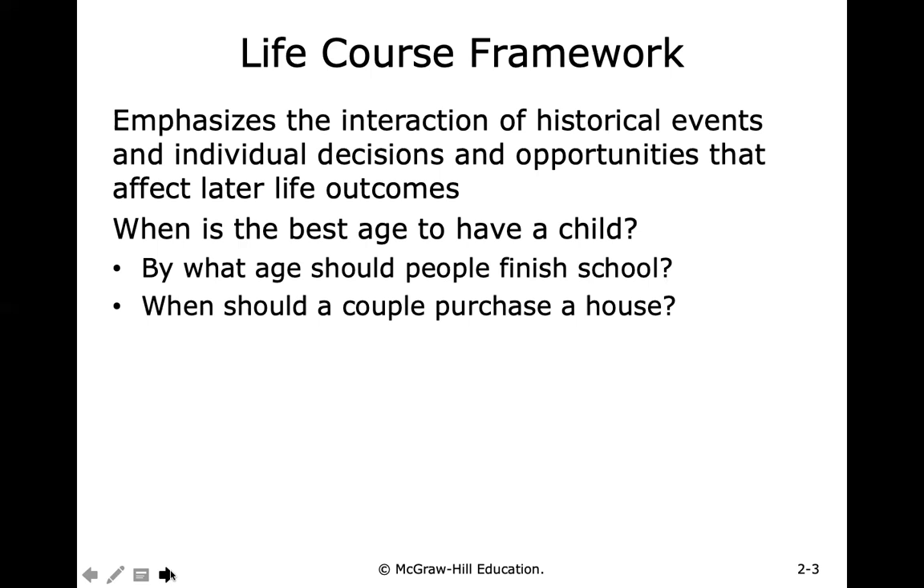So it's those issues that kind of underpin this life course framework. As the slide says, this is where we look at how our historical events interact with our individual decisions, and the opportunities that we're given as individuals that are going to then affect our later life outcomes. And as I said, what's the best age? I didn't say this, but the concept of what's the best age to have a child.